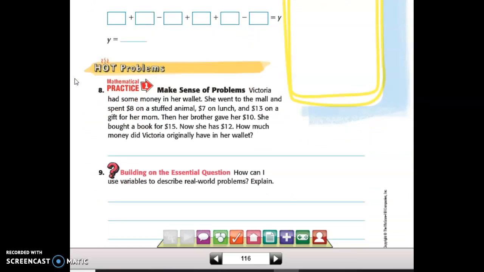Number 8 is interesting also because they have the variable right at the beginning. So pay attention to that when you get to number 8. The variable is going to be the very first thing, and you're going to need to work backwards in order to find how much money she started with. So pay attention.